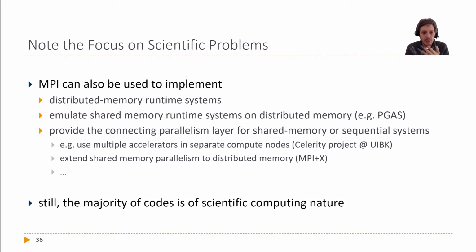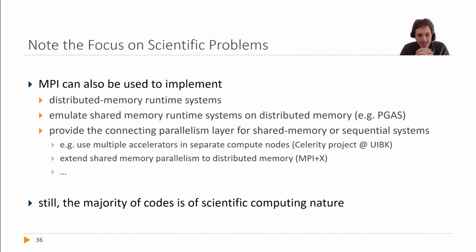And in general, MPI can just be used as the connecting layer for connecting shared memory systems or connecting sequential systems. So what we did at University of Innsbruck, I already mentioned it, is the Celerity project, where we try to write programs that use multiple GPUs or multiple accelerators on separate nodes, and the user doesn't have to write a single send or a single receive call. Or you just want to implement something that extends shared memory parallelism, like you have a special FPGA or GPU, you want to use OpenMP or SYCL or something special, and you want to extend it to distributed memory parallelism, then you do this MPI plus X approach. So whatever you have, you add MPI to deal with the network.